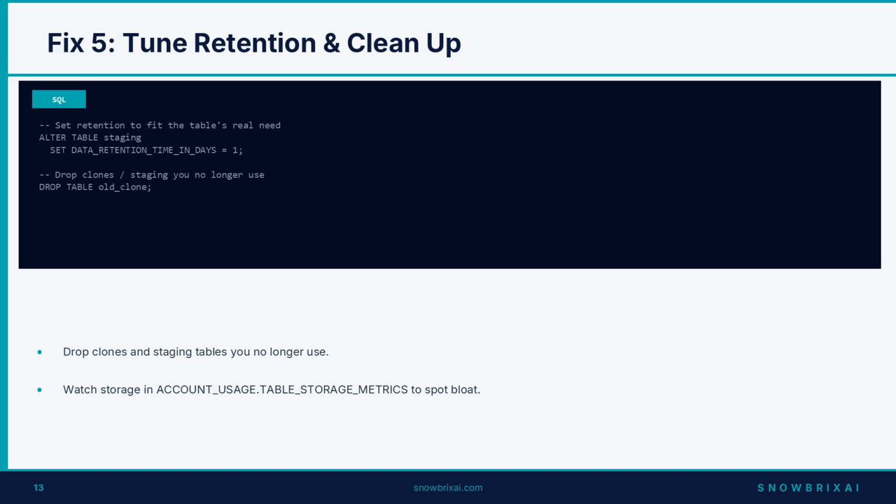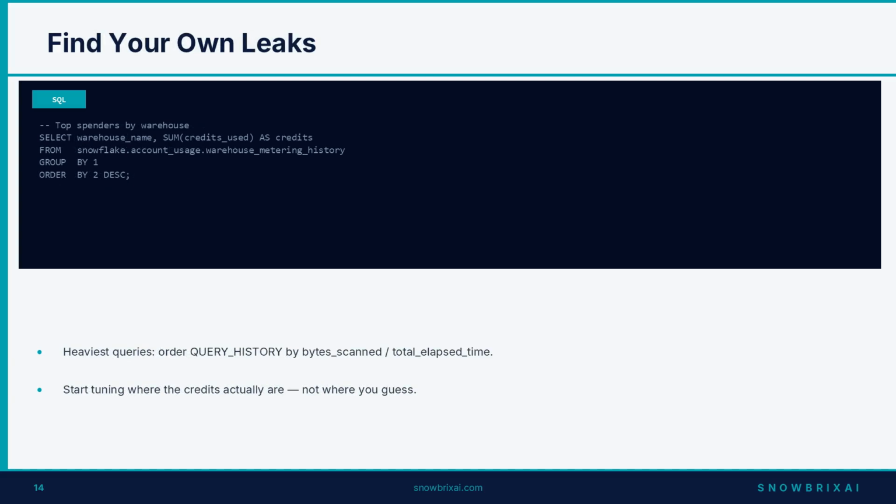Now let me give you the audit queries. Here is how you find your own leaks. Do not guess, measure. First query, your top spenders: select warehouse name and sum of credits used from warehouse metering history. Group and order by the credits descending. That ranks every warehouse by spend.